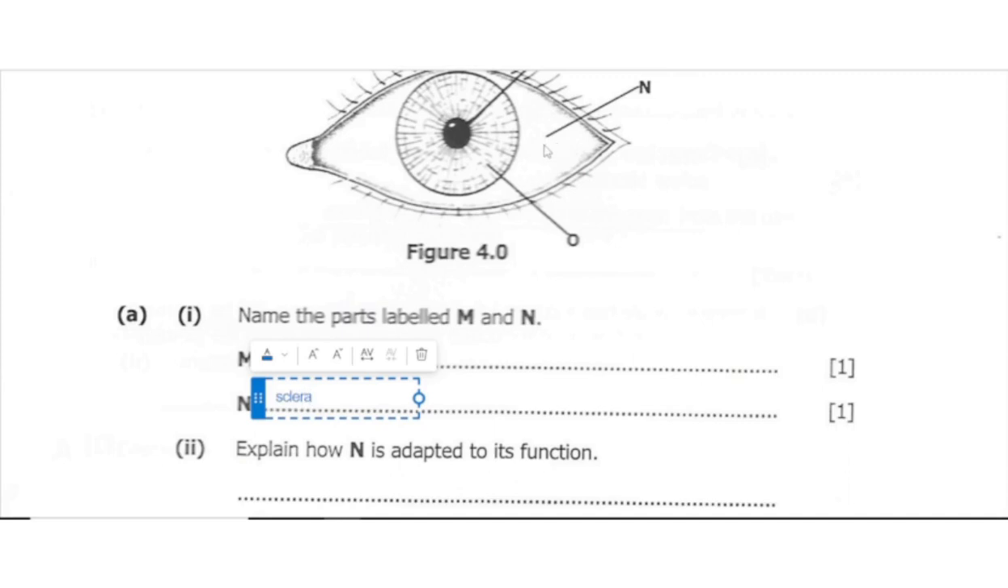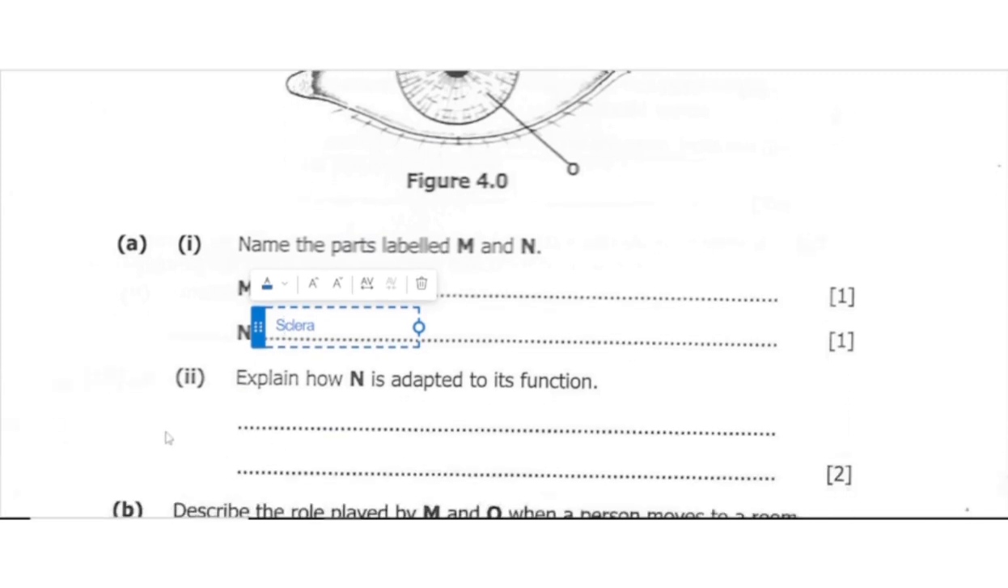Okay, N is scalar. Okay, so the question is, now we go to question 4A2, which is explain how N is adapted to its function.